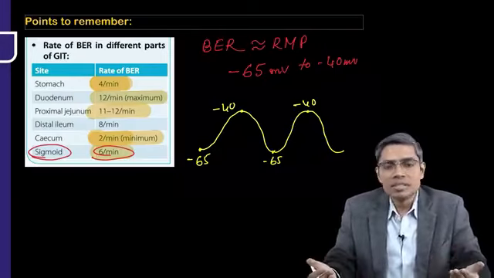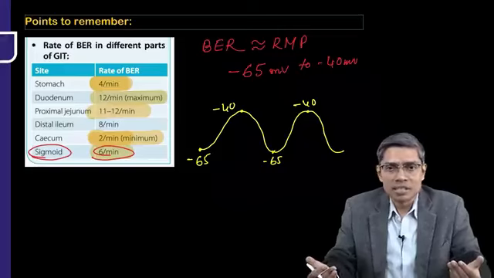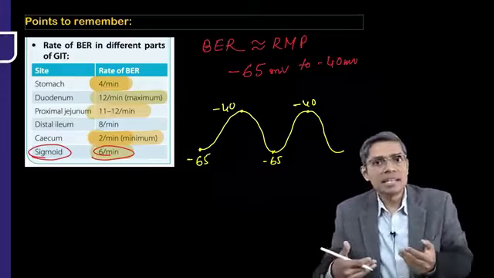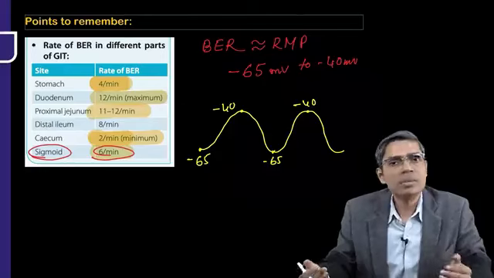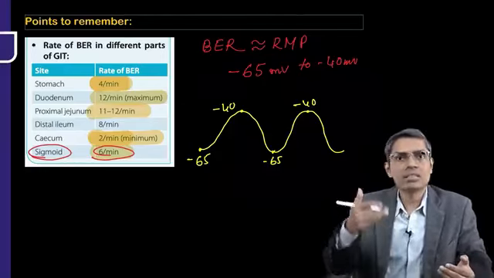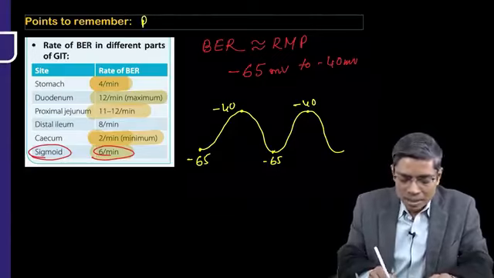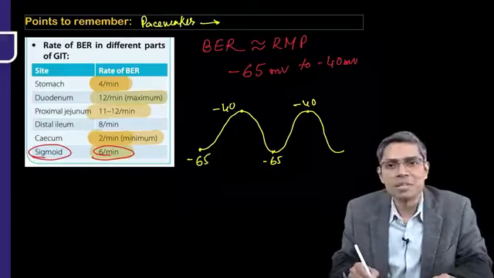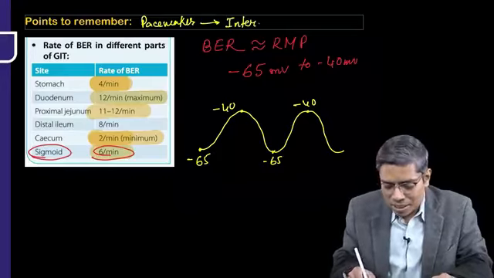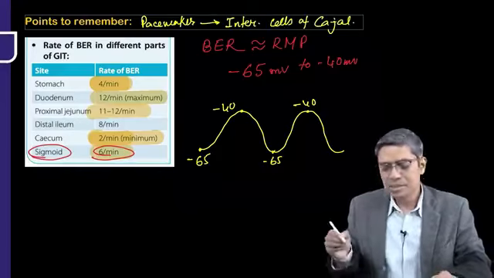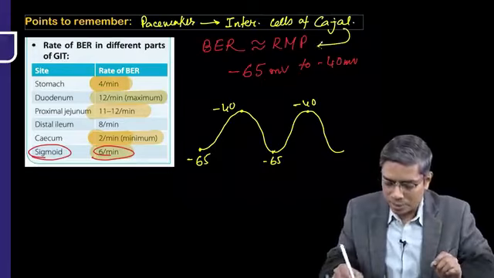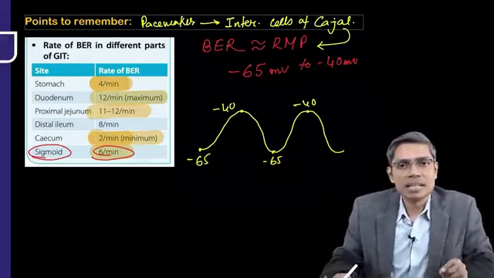Got it? So BER is nothing but a resting membrane potential only, a rhythmic fluctuation of the membrane voltage. Now the question is, who is generating this kind of rhythmic fluctuation of membrane voltage? Why is the membrane voltage not fixed? Who is causing this fluctuation? You know that there is a pacemaker cell in the GIT which has also been asked in MCQ, and all of you know the name of this pacemaker. It is nothing but the interstitial cells of Cajal, C-A-J-A-L. It is the pacemaker cell of GIT, and this Cajal cell is responsible for generating the basic electrical rhythm, right?